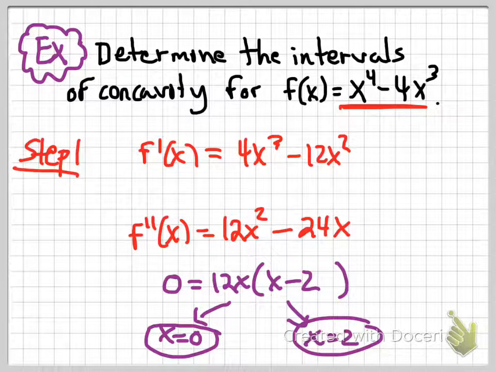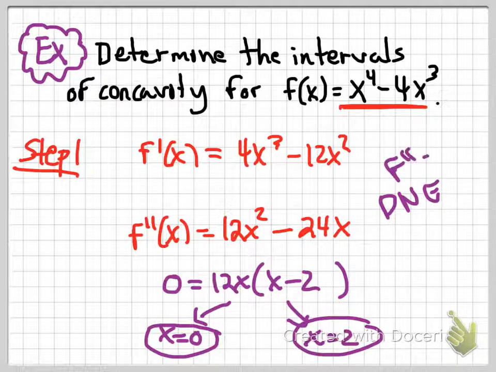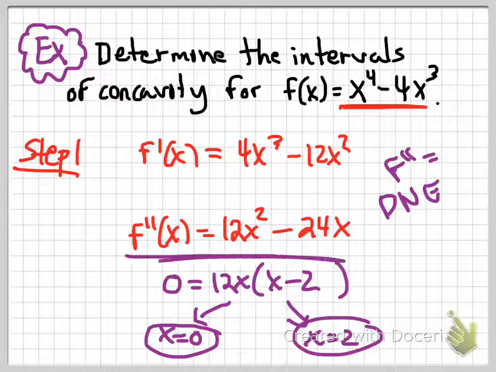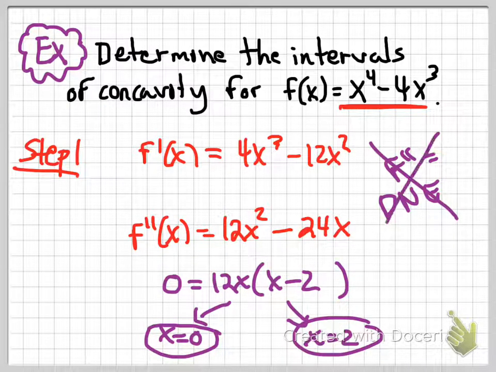The other thing we should probably ask is, does it ever turn out to be a D and E situation? Does f double prime ever equal D and E? And here's our f double prime. I'm going to say no on this one. We don't have any fractions or any weird stuff. I don't think anything would make this D and E. So, not a situation here. We just have 0 and 2 down at the bottom here that are going to be our points to focus on. So let's go to step number 2.